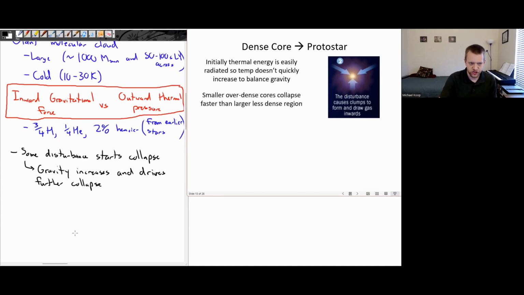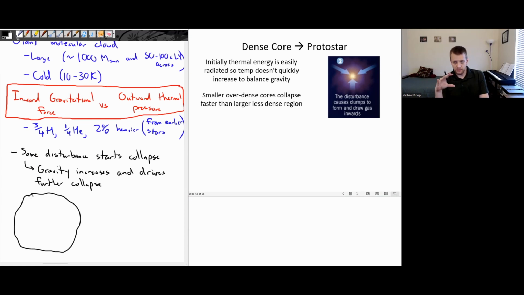And if I have one of these giant clouds out in space, would we imagine that one of these giant molecular clouds would have the same density everywhere throughout the cloud? Well, probably not, just because of random motions. There are probably going to be some areas that are a little bit more dense and some areas that are a little bit less dense. So we're going to get these slightly overdense regions showing up in this cloud.